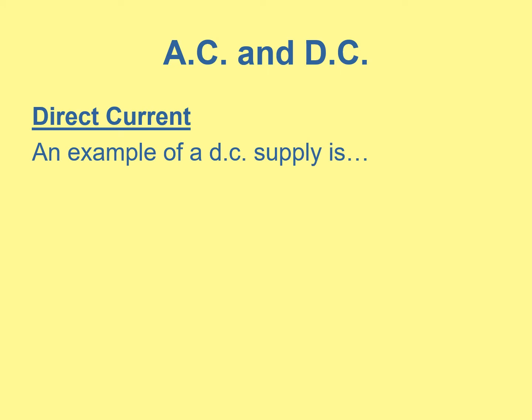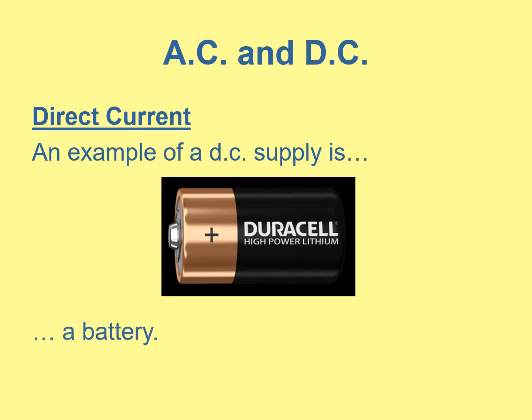Direct current comes from different supplies. An example of a DC supply is a battery or a cell. But we also have a symbol for a direct current supply, which is shown by two terminals with a plus and a minus sign, showing that there's an electric field between them.